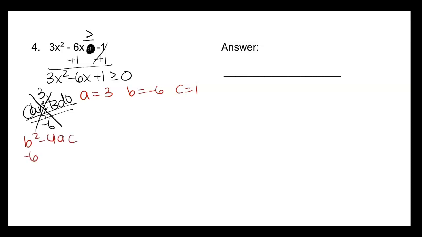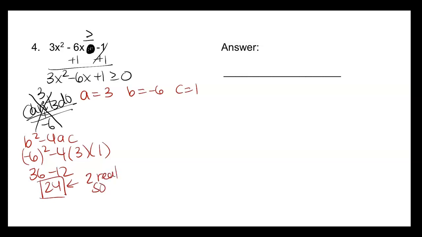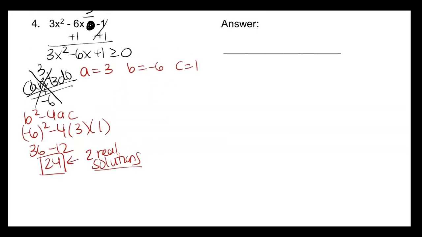Your B value is negative 6 squared minus 4 times A times C. This will give me 36 minus 12. And 36 minus 12 is going to give me 24. Technically, you're going to have 2 real solutions because it's positive. Well, let's use quadratic formula to find it.